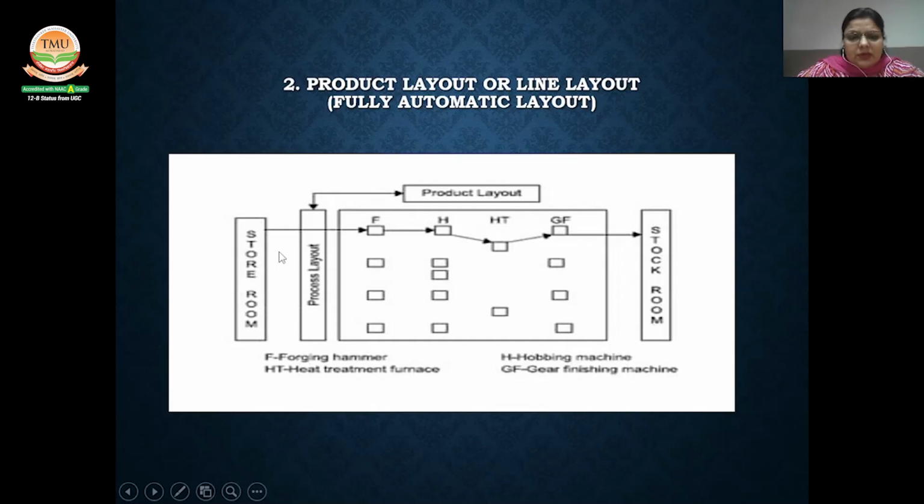Same as this from the starting, a number of raw materials go through the different processes, and they will be procured in the inventories, or we can say in the warehouses. So this is a product layout, or it is a fully automatic layout. There is no skilled labor required, because all the work goes through the machines.